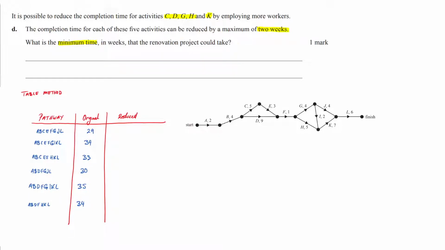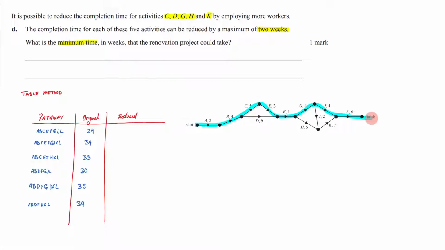Okay, so another way of approaching this type of question is using something known as the table method. This is where you consider each of the individual pathways, their completion time, and then you provide the maximum reduction to each of the pathways here. Let's analyze the first pathway here, which is A, B, C, E, F, G, J, L. So we're considering this pathway right here.